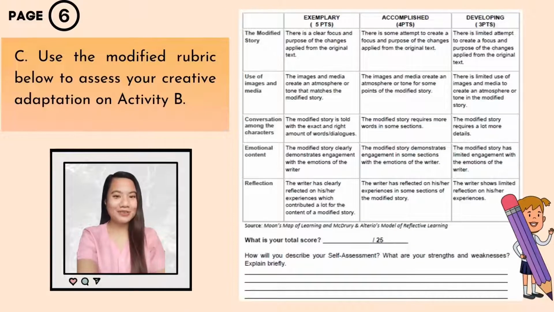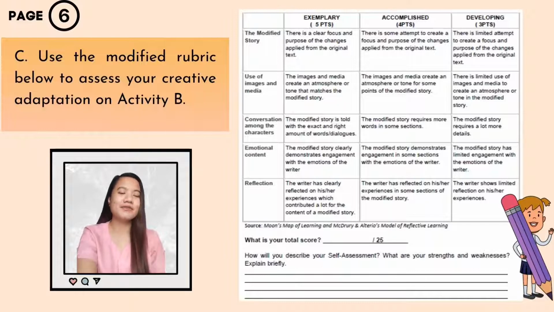And now for the final activity. Use the modified rubric below to assess your creative adaptation on activity B. And here is the rubric. For the modified story, you can get 5 points, or equivalent to exemplary, if there is a clear focus and purpose of the changes applied from the original text.